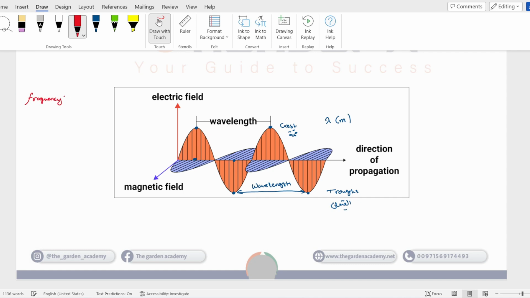Frequency is basically how many oscillations we have, the number of oscillations or vibrations, the same thing, per second. How many complete oscillations we have in 1 second.